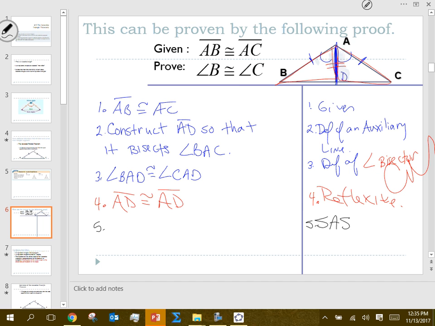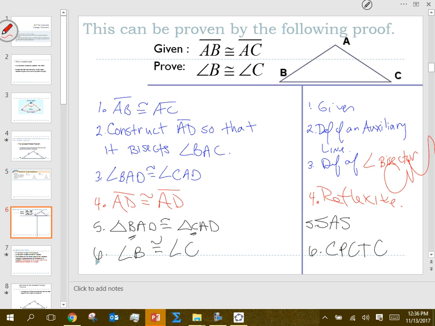So we've got SAS. We're going to say triangle BAD is congruent to triangle CAD by side angle side. If that's the case, what do you know about the first letter here compared to the first letter there? They're congruent. Angle B is congruent to angle C by what reason? CPCTC. Now if I go back to my original picture, are those the angles that were opposite the two sides that were congruent? Yes.